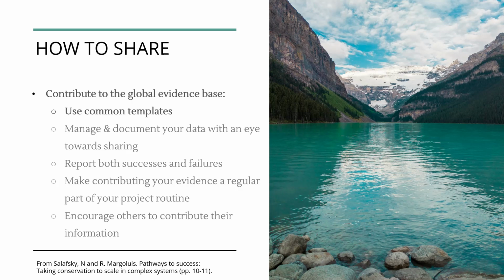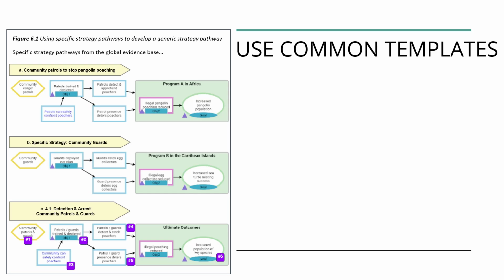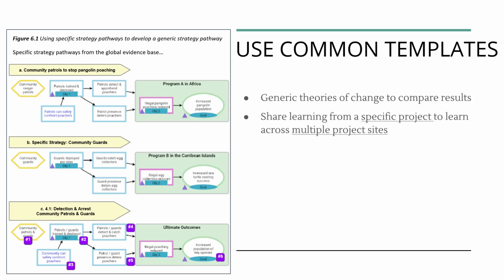Sharing your lessons and contributing to the global evidence base requires the following considerations. We'll talk about each point, but let's start with common templates. First, use common templates such as generic theories of change that allow you to compare results from using similar strategies to address similar threats in different contexts. Share learning from a specific project to learn across multiple project sites. As you can see in this example, two specific theories of change for the same strategy focused on community guards or patrols were used to create a generic theory of change for community patrols and guards, one from a pangolin project and the other from a sea turtle project. This can be used to learn across multiple sites. As a community, conservationists have an opportunity to share data on similar results to better understand what works best and under what conditions, making it easier to design more effective conservation projects.